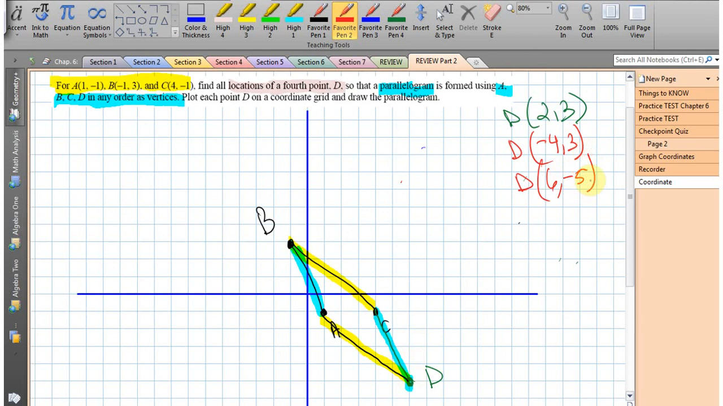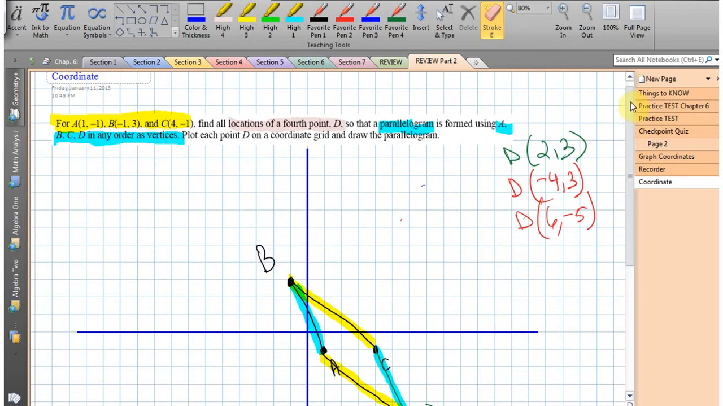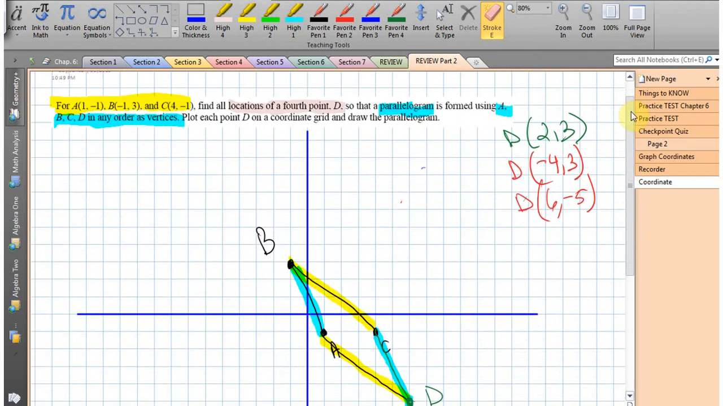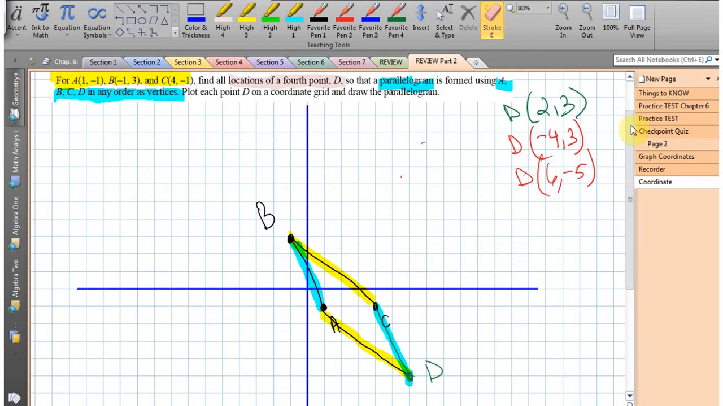Okay, so I've tried to point out several locations of D using your imagination, and that's the point of this problem, is to get you thinking, to explore the possible scenarios, possible values of D. And also keep in mind the properties of a parallelogram: opposite sides have to be parallel and congruent. And hopefully this helped you out.